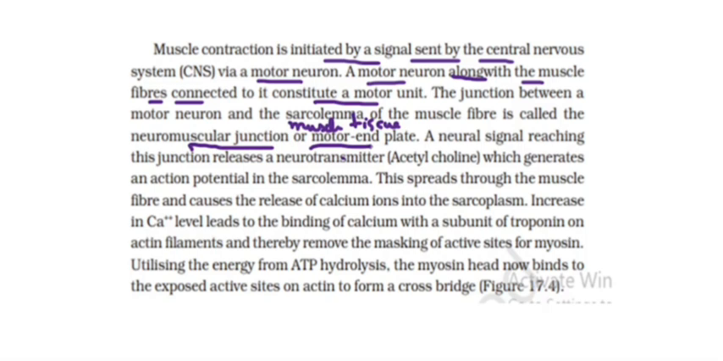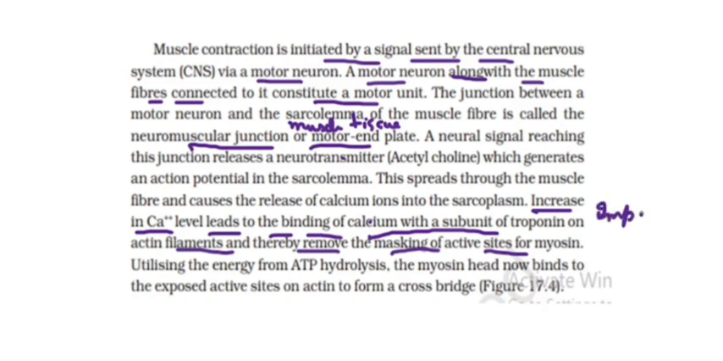Increase in calcium level leads to the binding of calcium with a subunit of troponin. Now just focus on this point, which says: increase in calcium level leads to the binding of calcium with a subunit of troponin on the actin filament, thereby removing the masking of the active sites for myosin. So this is a very important point. We will mark it as an important one.